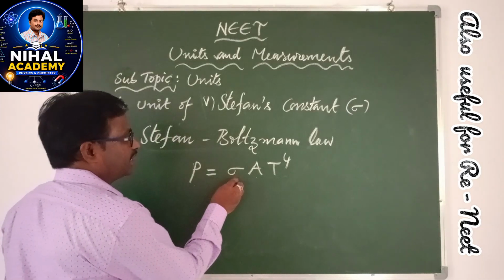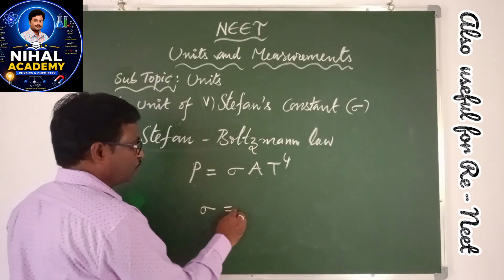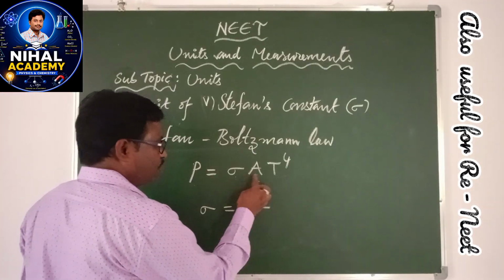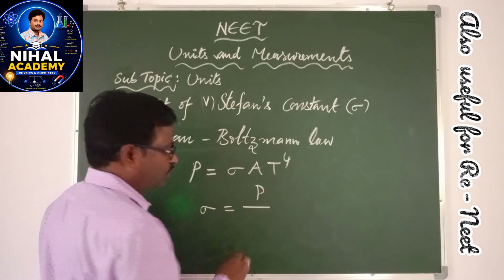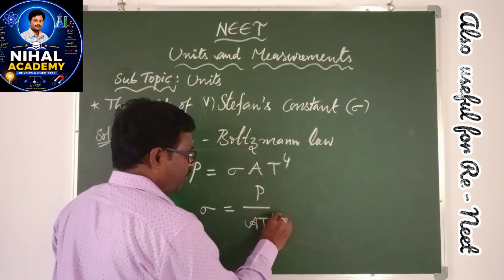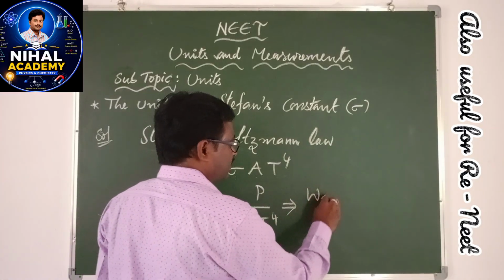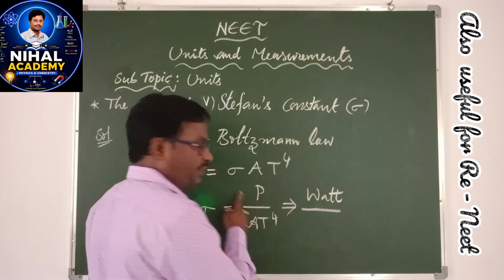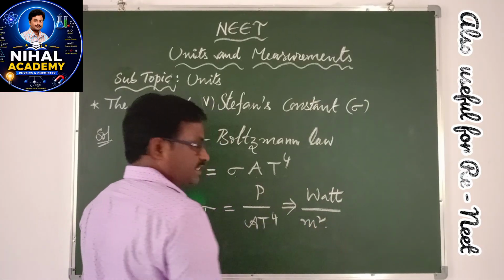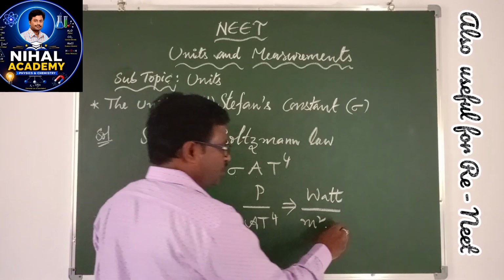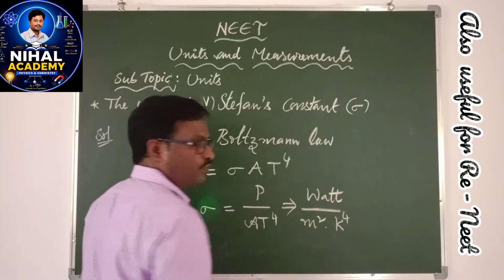So from this we can derive the unit of Stefan's constant sigma. Sigma is equal to P by A T power 4, when we send these two to the left side. The unit of power is watt. What is the unit of area? Meter square. What is the unit of absolute temperature? Kelvin, and here 4 is there, so write K power 4.